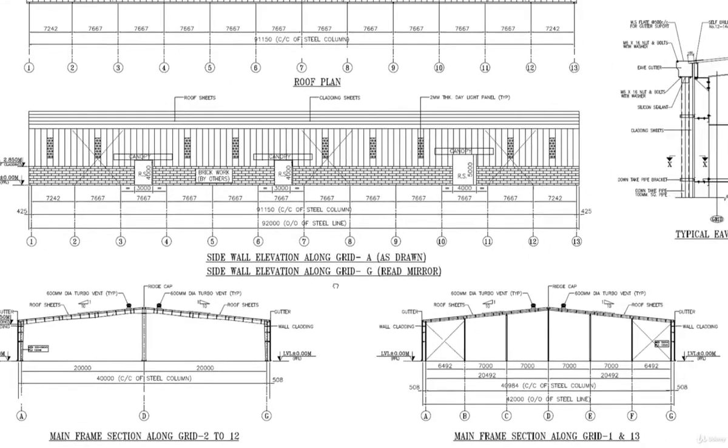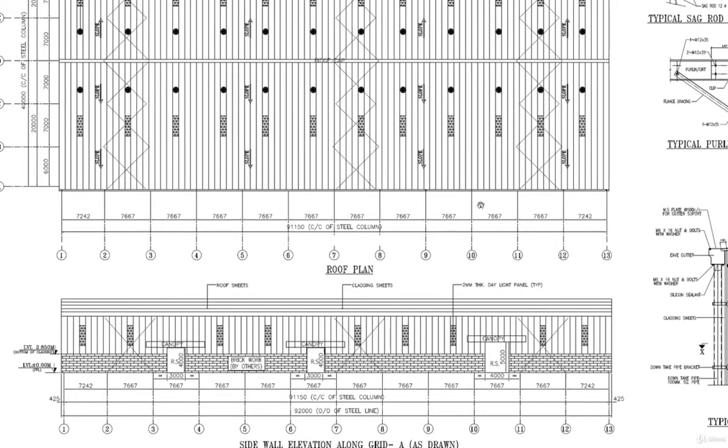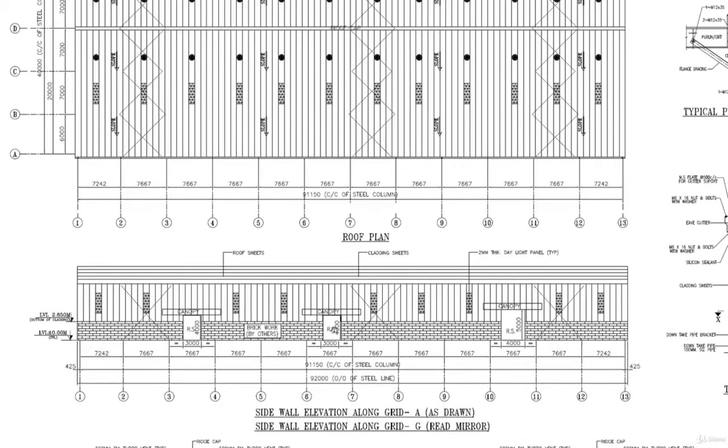Here you can see that this is the side elevation. That is, if we see the PEB shed from here, there are various rolling shutters. There are three rolling shutters, that is RS1, RS2 and RS3. And there are some local canopies here also.